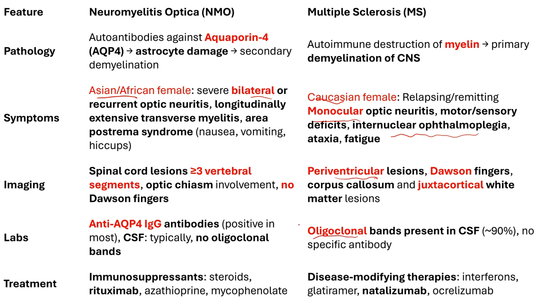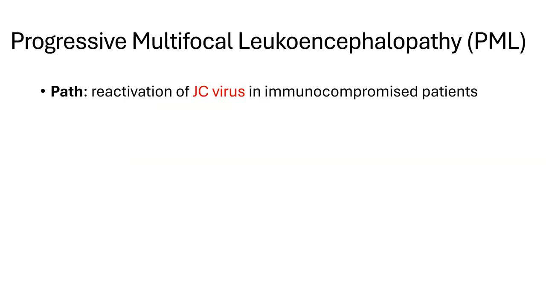Please note that we do not have those lesions seen on imaging in NMO, and there are no oligoclonal bands noted in NMO either. The next one we'll talk about is progressive multifocal leukoencephalopathy, also known as PML.